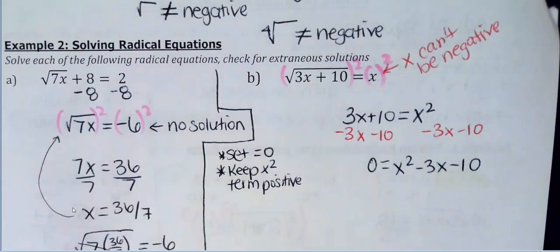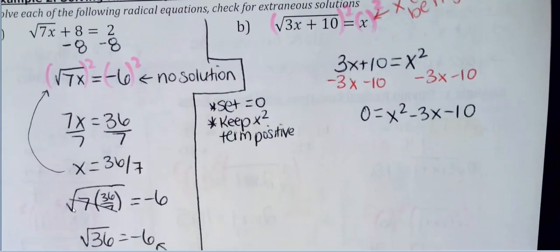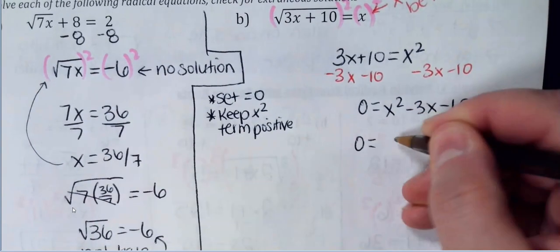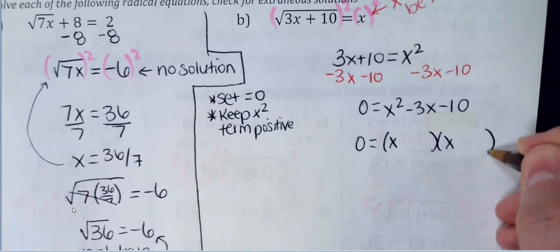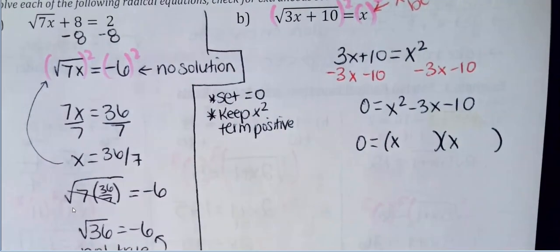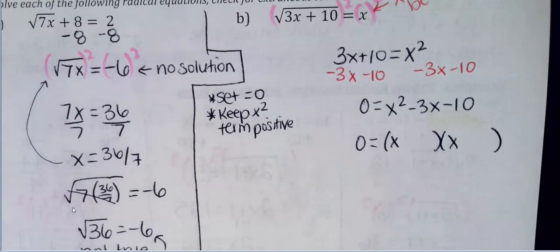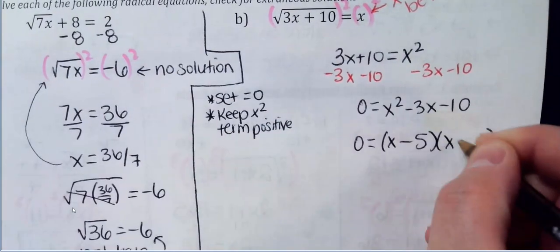Okay, if you want to use quadratic formula, go for it. If you want to factor, that's what I want to see if you guys remember how to do this. I need to get the factors there. I got to have two numbers that multiply to get me -10, and the same two numbers got to add to get me -3. Close. Negative 5, and positive 2.